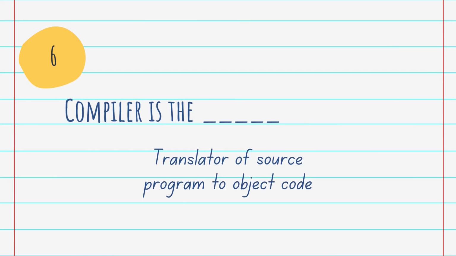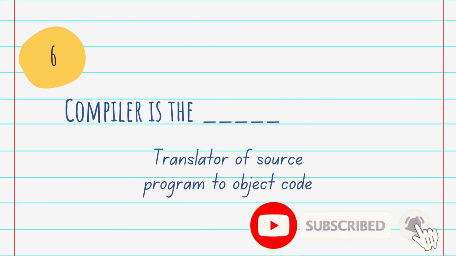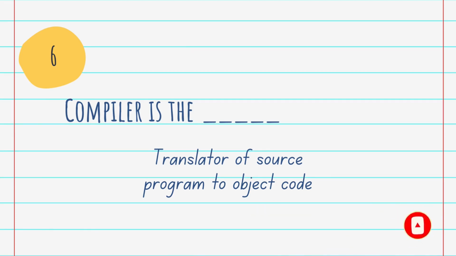Question number 6. Compiler is the. Answer is, translator of source program to object program, or we can say the object code. As we have seen in the previous video explanation, compiler is a computer software that translates, or we can say compiles, source code written in a high-level language, for example C++ or any other language, into the set of machine language instructions that can be understood by a digital computer CPU.